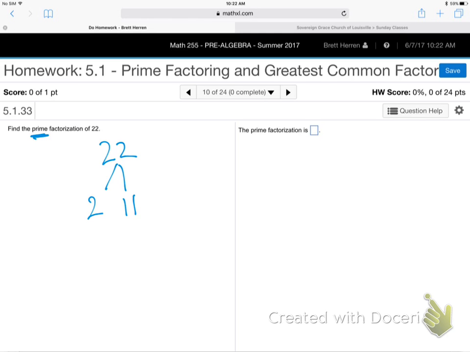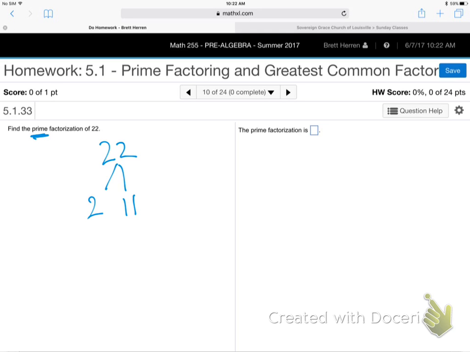Can you break those down any further? Does anything multiply to be 2? Well, just 1 times 2, and that's using 2 again. That didn't really get any smaller, so don't do that. What breaks down to be 11? 1 times 11, again, that's not smaller.